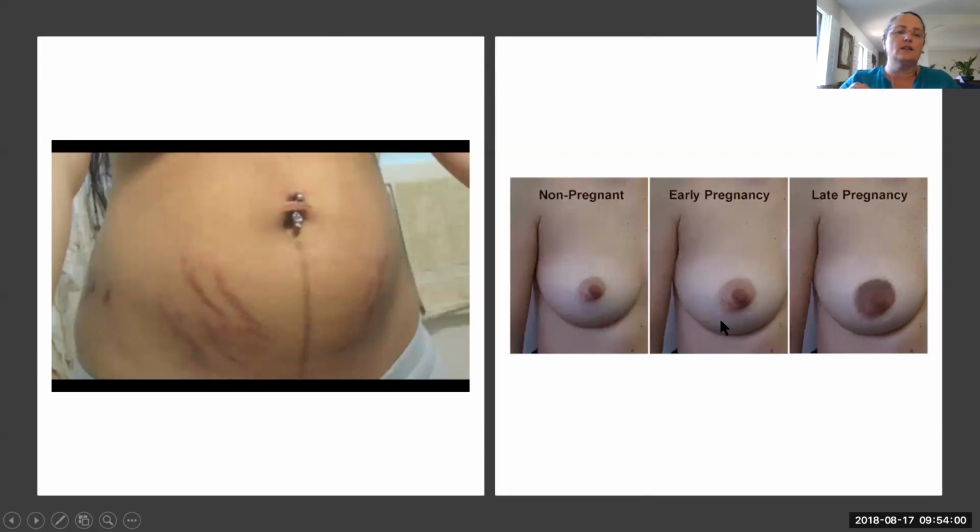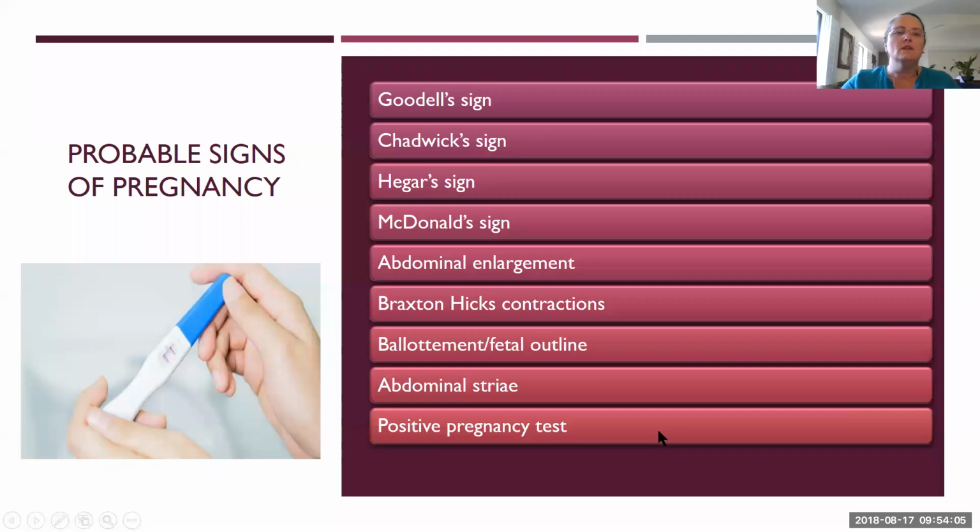The breasts don't actually continue or finish development until you become pregnant. So probable signs of pregnancy could be a positive pregnancy test, but again, it's not an absolute positive sign because some things can cause a positive pregnancy test that is not pregnancy. Not very many, but there's a few.